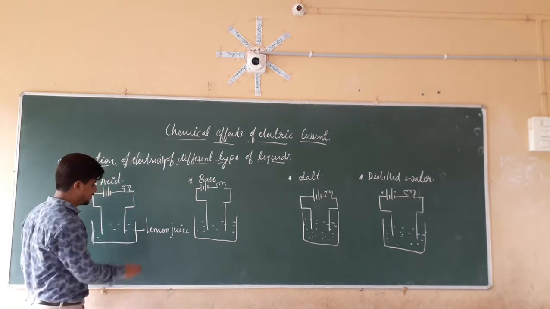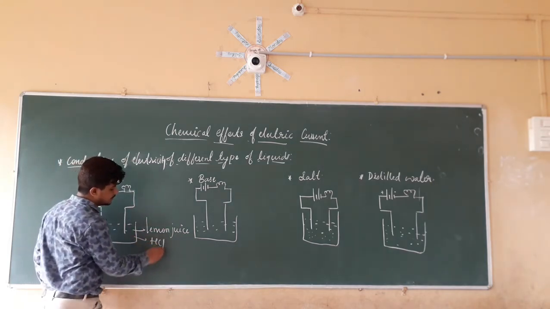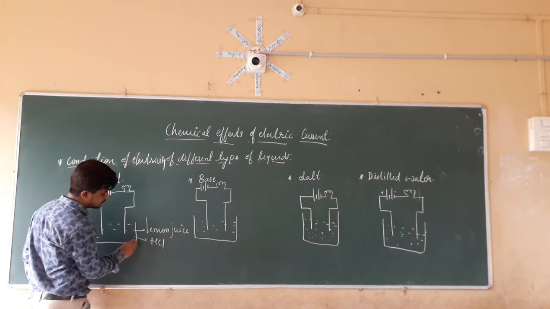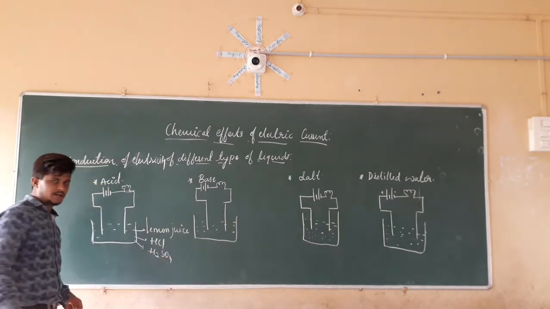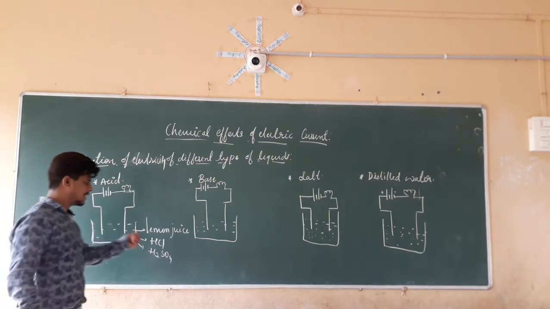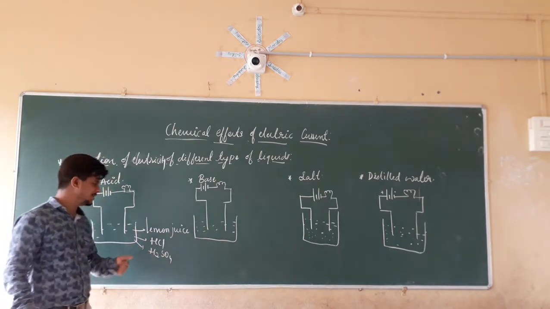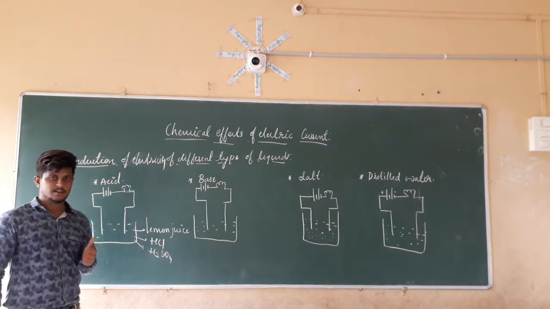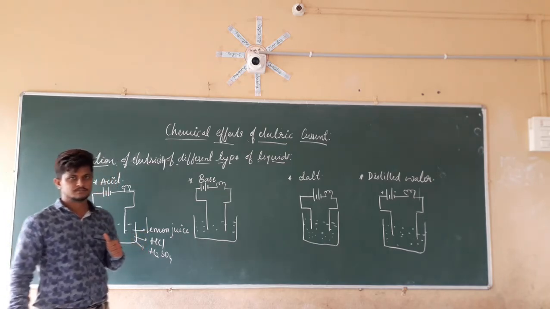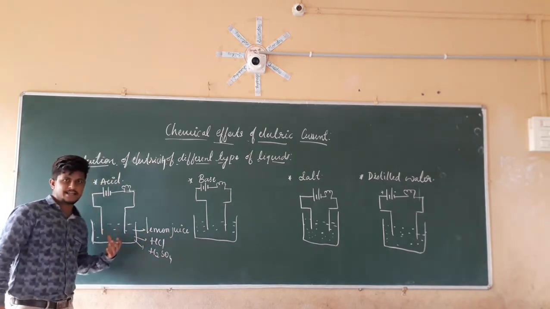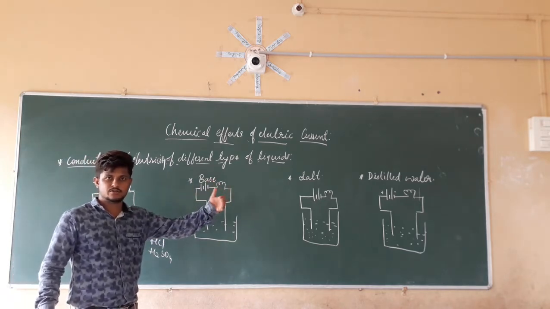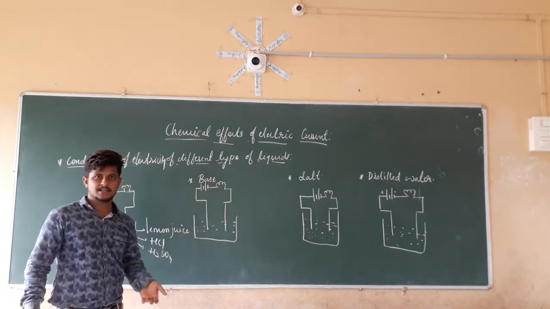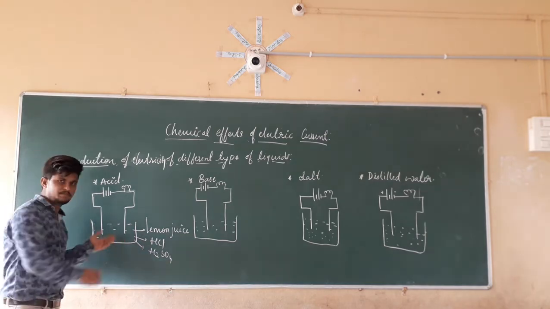You may take hydrochloric acid here, or you may take sulfuric acid, H2SO4, here. Whatever acid you want, you can take. You may take hydrochloric acid or sulfuric acid, or you can take lemon juice along with the distilled water. And you have to make the connection as explained earlier. Whatever I explained about the experiment to check the conduction of electricity in liquids, you have to make that experiment setup here.